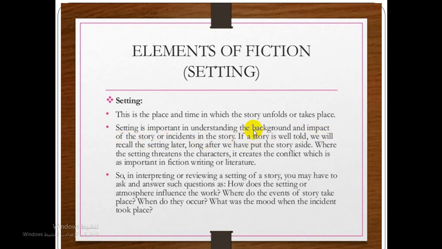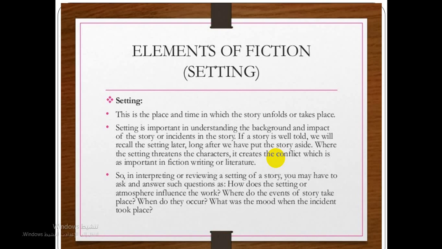If a story is well told, we will recall the setting later, long after we have put the story aside, where the setting threatens the characters. It creates the conflict, the struggle, which is important in fiction writing or literature, like a short story.